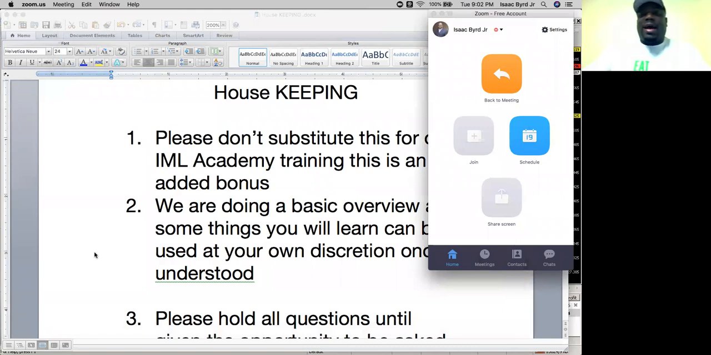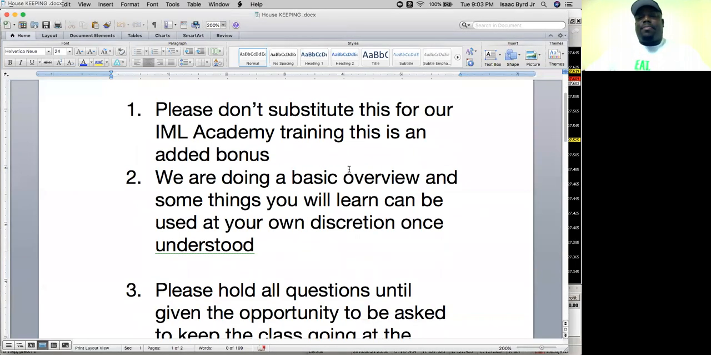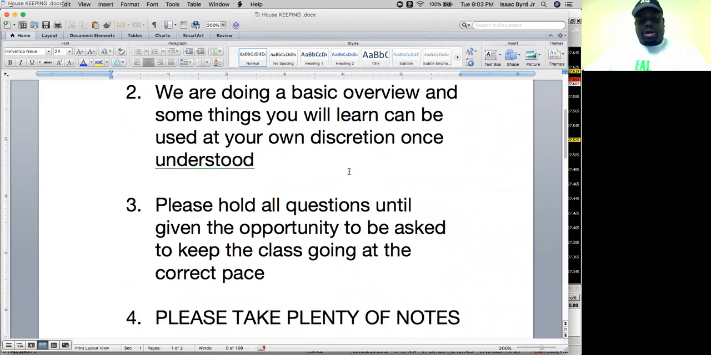And as always, this is not a substitute for the Academy. Please, please, please, I stress it so much, keep after your Academy. The Academy is where it's at. This is how I've been able to be successful, and I still use the Academy. The Academy is where it's at, folks. So we are doing this as a basic overview. These things can be used at your own discretion as they are understood. This is not a substitute, but it is an added deal, and it will help your learning curve.